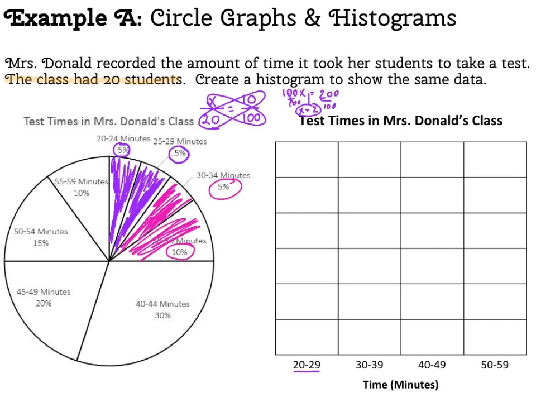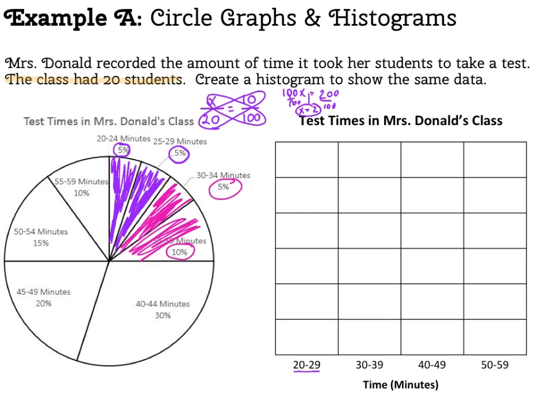Now we can do this one of two ways. We could set up a proportion, and we can say, okay, 15% over 100 is equal to x over 20, and do the same thing that we just did before. However, we could use some of the information that we have gathered to figure out the rest.